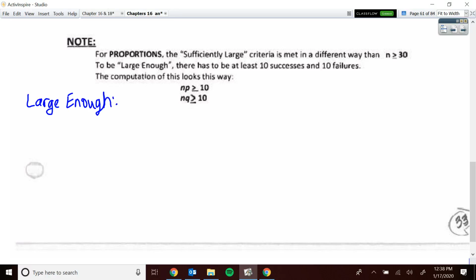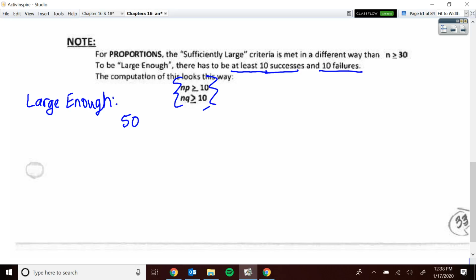Here's how we would write it: large enough is tricky because it all depends, mean or proportion. Means need 30 to be large enough, but proportions have to have at least 10 successes and at least 10 failures. That means I have to show this computation, okay? So what was our N for our little cup of M&Ms? We picked 50. Okay, good. So that's the N, 50.